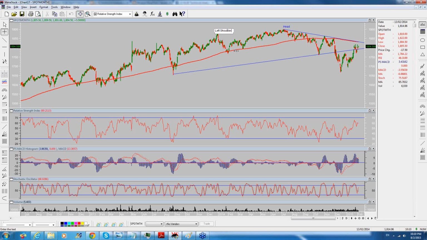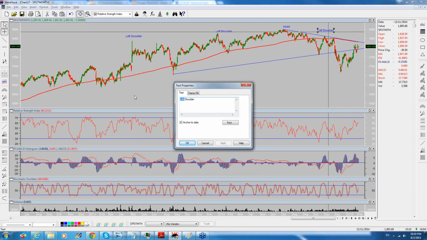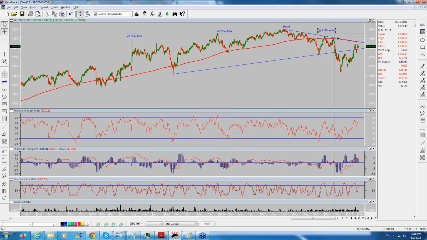And here also it is a left shoulder. It's a big one, and here is the right shoulder, a small one. And again, what is forming here now is the right shoulder. So let me take a look.